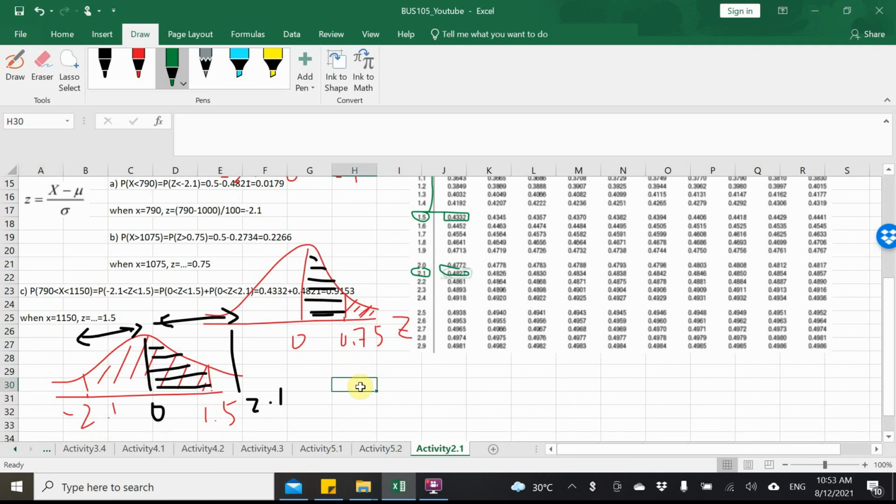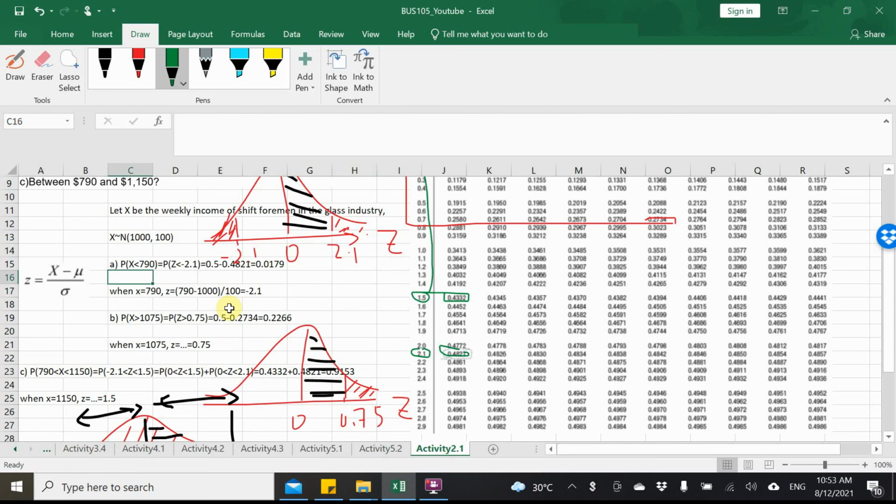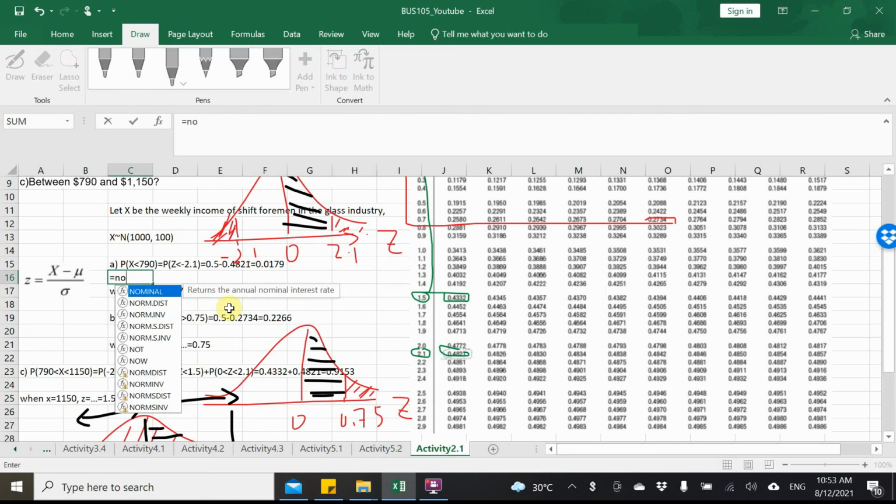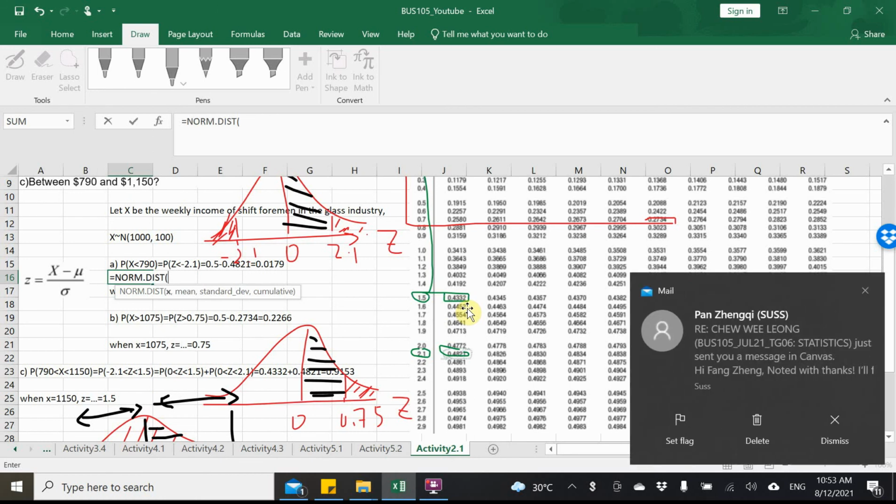We can actually get the answer very easily using Excel. So let me just write here. For part A, we can use the Excel function normal distribution. As you can see here, normal distribution returns the normal distribution for the specified mean and standard deviation. So using this function, we need to specify the x value. In the question, the x value is 790.